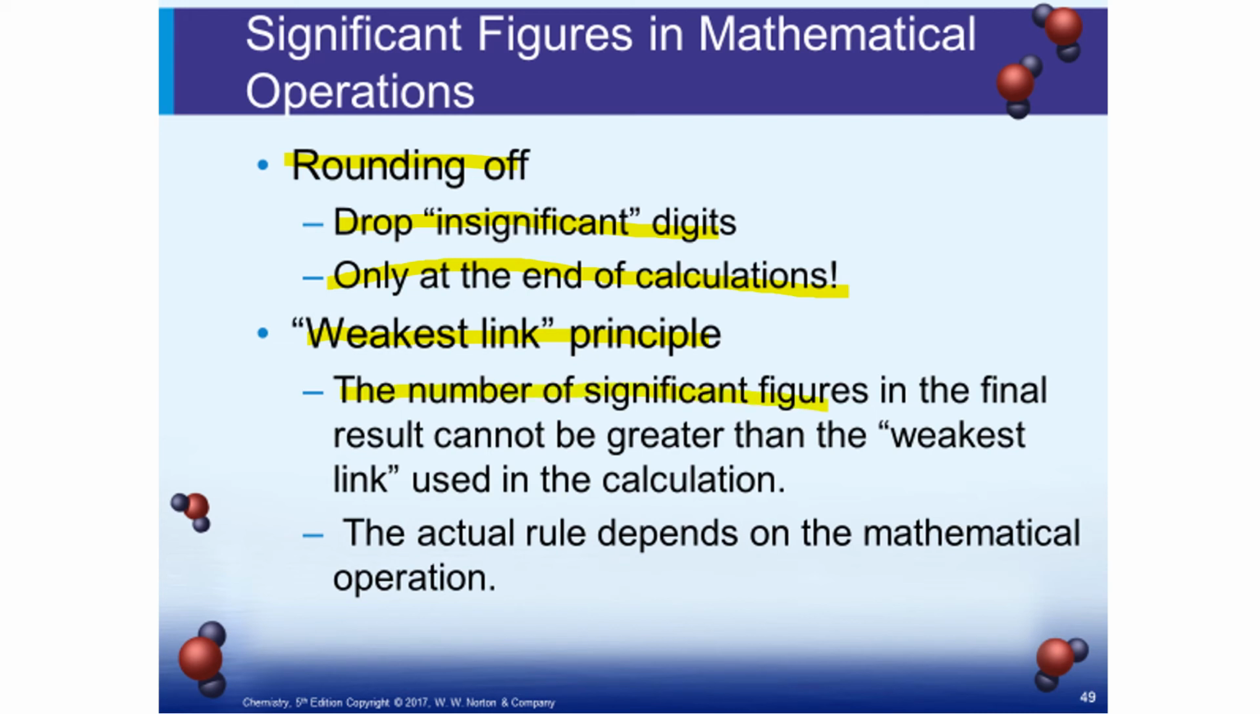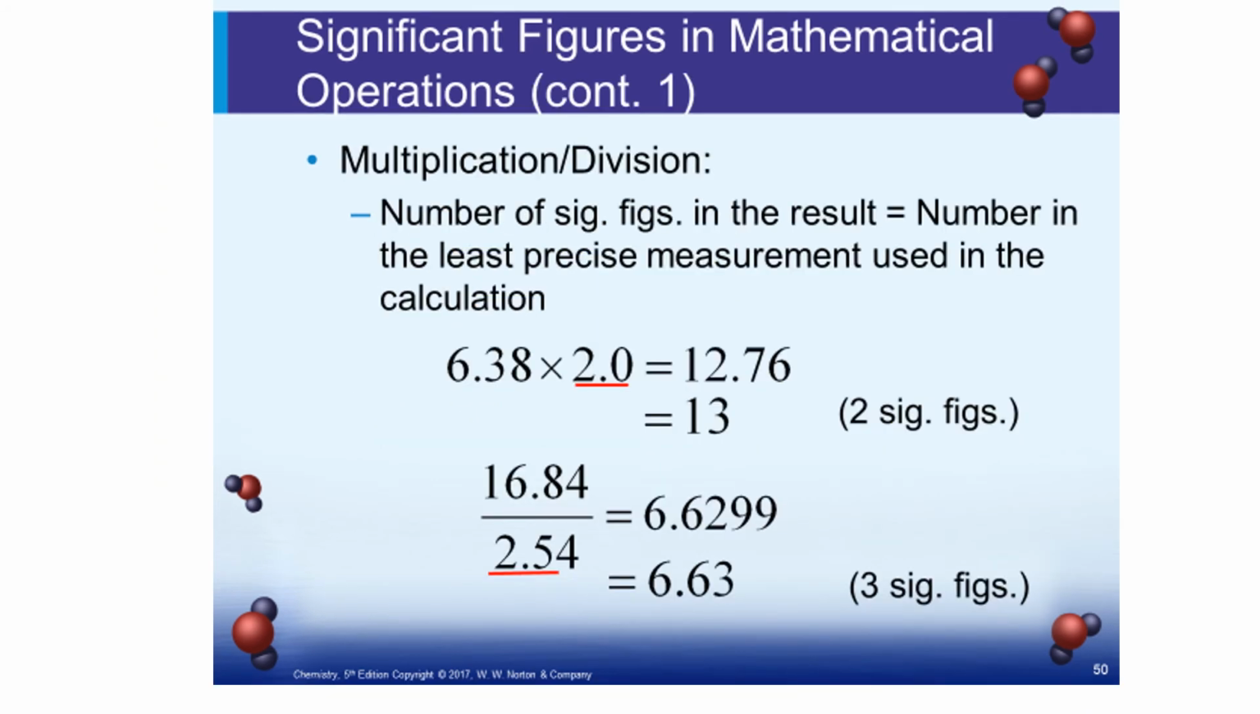The number of significant figures in the final result cannot be greater than the weakest link used in the calculation. And that kind of makes sense. Your end result can't be any better than the numbers that went into it. It just can't happen because you already have a lot of uncertainty in an initial number. You can't all of a sudden get less uncertainty out of your final answer. So the actual rule depends upon the exact mathematical operation. Let's have a look at a couple examples of that.